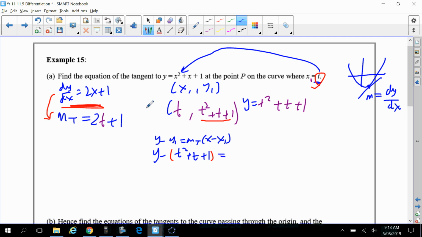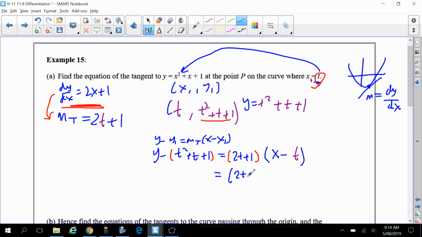Equal to gradient. What was the gradient? Again, you need another bracket because there are two terms: 2t plus 1, times x minus t. Hopefully it's okay. Got it? Go slowly. Now, expand. When you expand, be very careful.